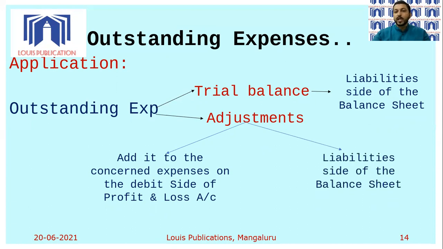So this is about outstanding expenses. So if given in the trial balance, only one effect, that is liability side of the balance sheet. As I mentioned, if given in trial balance, it means the concerned expenses value is already added with outstanding expenses. We don't have to add it again in profit and loss account as we do if it is given as an adjustment. So only one effect, and that is on the liability side of the balance sheet. But if it is given as an adjustment, you need to add it to concerned expense on the debit side, and also you need to show it on the liability side of the balance sheet. So this is about outstanding expenses.